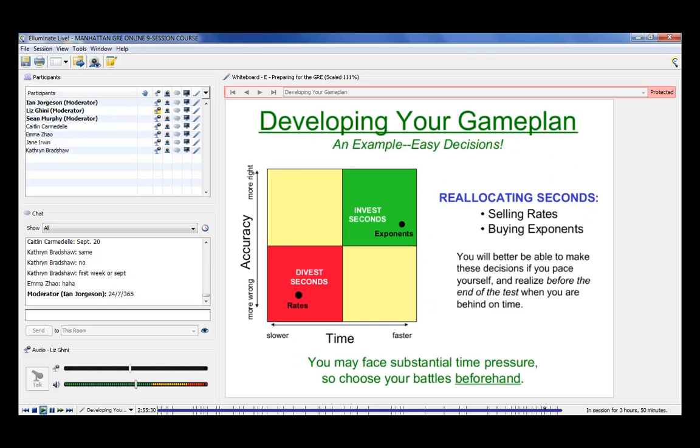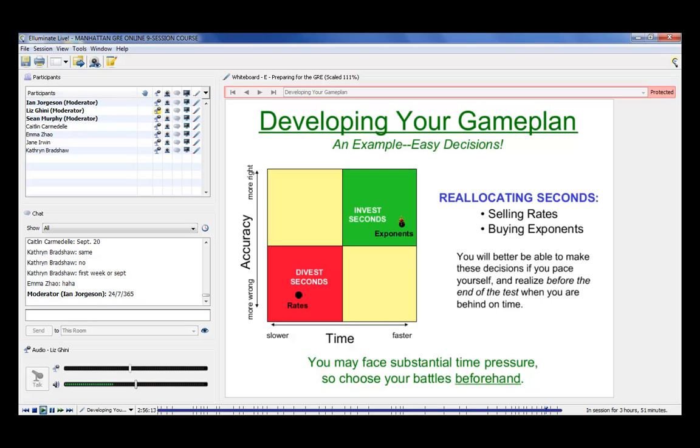All right, now the way you can think about it is this is reallocating seconds. Okay, say you're really good at exponents and you're not so great at rate problems. You should invest more time in exponent problems because you're more likely to solve them with that extra time than you are to get rates problems. If you don't get rates problems by the time you get to this week before the test, nothing huge is going to change. But you're quite likely to be able to figure out harder exponents problems if you get exponents with just a little extra time. Okay, these are time trade-offs. These are the kinds of decisions that you have to make.